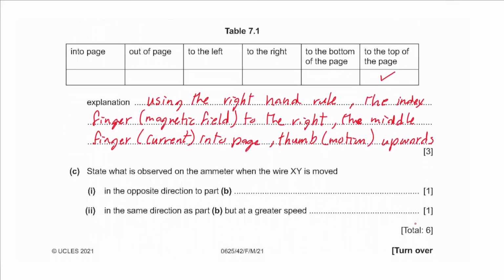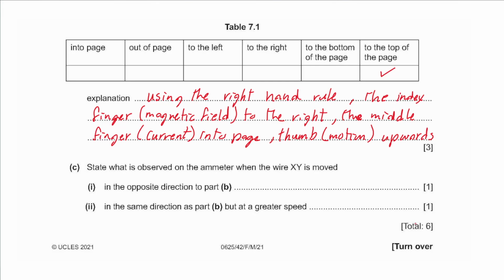Part C says state what is observed on the ammeter when the wire XY is moved in the opposite direction. So we have current in the opposite direction and in the same direction as part B, but at a greater speed, so higher or greater current. So the current increases as speed increases.